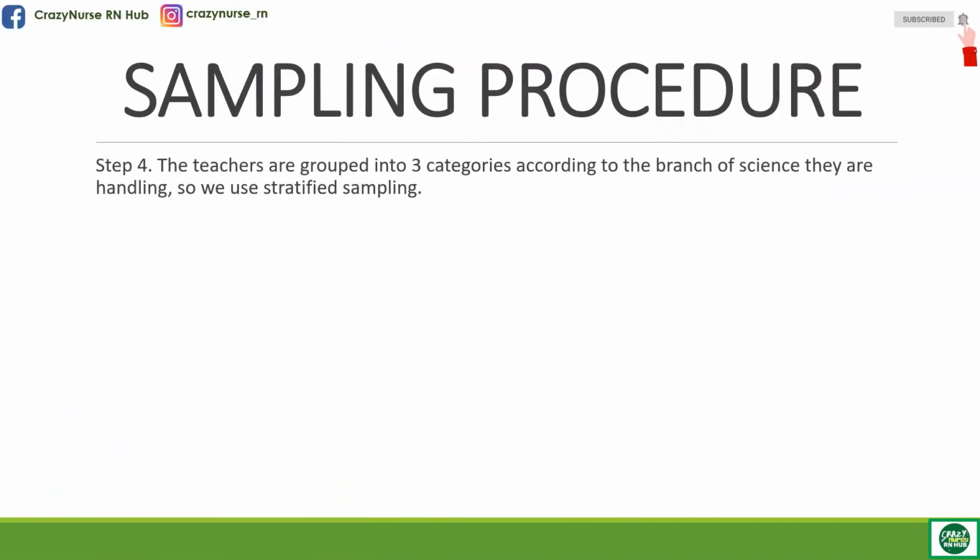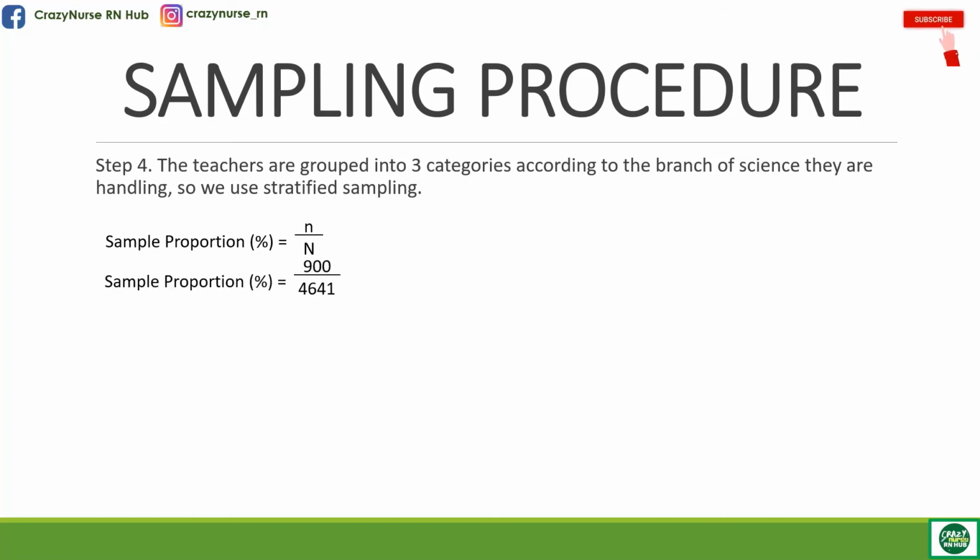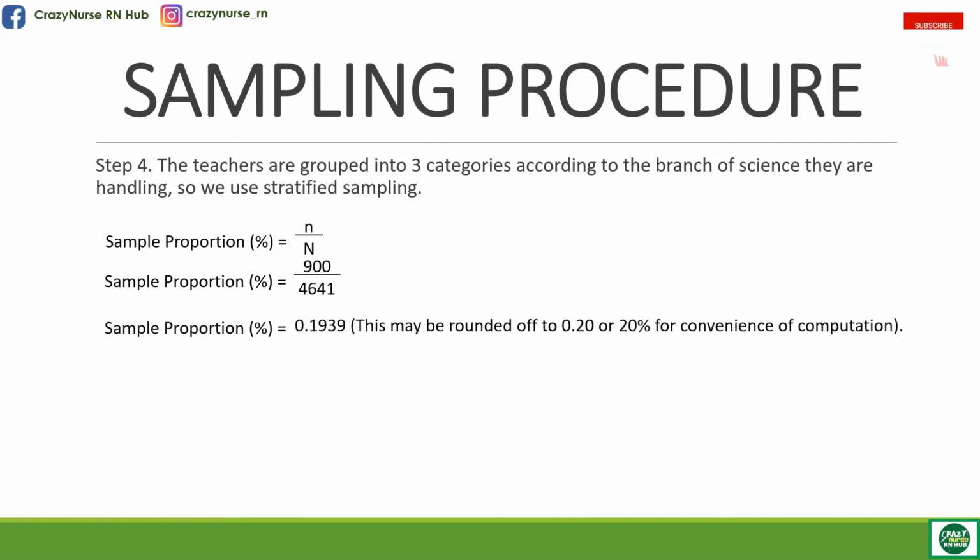Then for step 4, the teachers are grouped into 3 categories according to the branch of science they are handling. So we use stratified sampling. So we have here a formula: sample proportion, in percentage, equals sample size divided by the population size. So we substitute the values. We have 900 over 4,641. So the sample proportion or the percentage is 0.1939. This may be rounded off to 0.20 or 20% for convenience of computation.